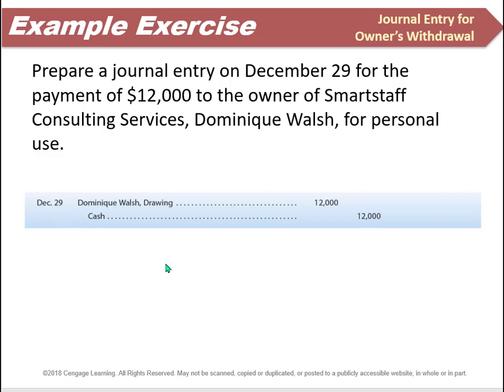And here's a journal entry to record the payment of $12,000 for personal use. Okay. And this person, who was it? Dominique Walsh was the owner, so it was a debit to the drawing account and credit cash.